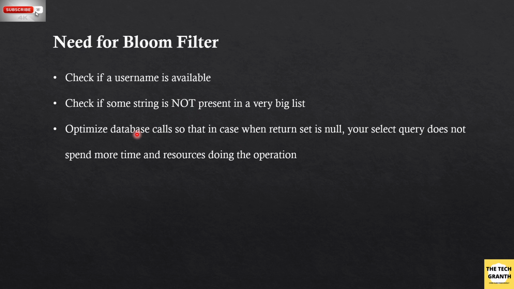Next is optimizing database calls, in case you return a null set. For example, you have written a query and the output of that query is going to be null. The query is very big, it is going to scan a lot of rows and then filter out columns and do a lot of processing, and finally if the operation results in a null set, then you are basically wasting your time and resource for that particular query. So to optimize that call, we use Bloom filter. Not we, actually the query optimizer uses Bloom filter, and we'll discuss this in detail in the coming video.